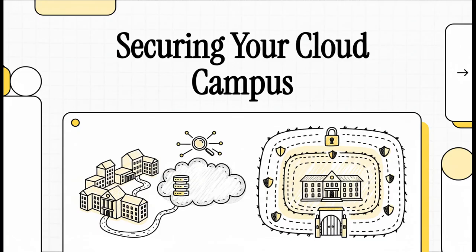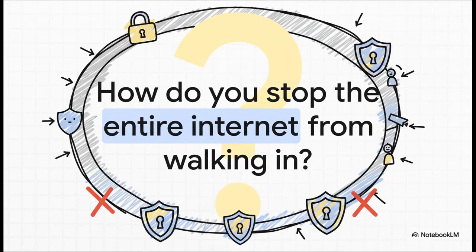Let's dive in. So you've gone out and carved out your private section of the cloud, what AWS calls a virtual private cloud, or VPC. Just imagine it's the plot of land for your new digital campus. The thing is, right out of the box, it's completely open. So the real question we're answering today is this: how do you build the fences, the gates, and the guard posts to control exactly who gets in and where they're allowed to go?